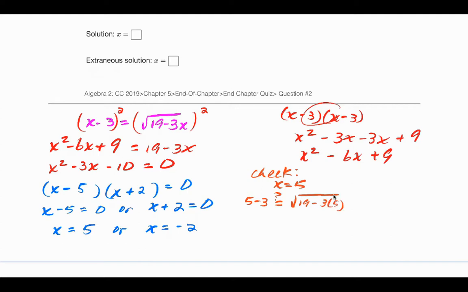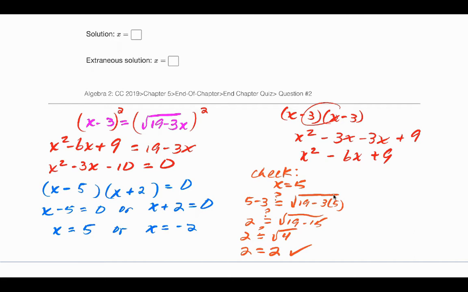All right. So the left-hand side, 5 minus 3 is equal to 2. The right-hand side, I'll have 19 minus 3 times 5 is 15. 19 minus 15 is 4. The square root of 4 is 2. So the left-hand side equals the right-hand side. So that one is definitely a solution, right? And we're going to try our other one.